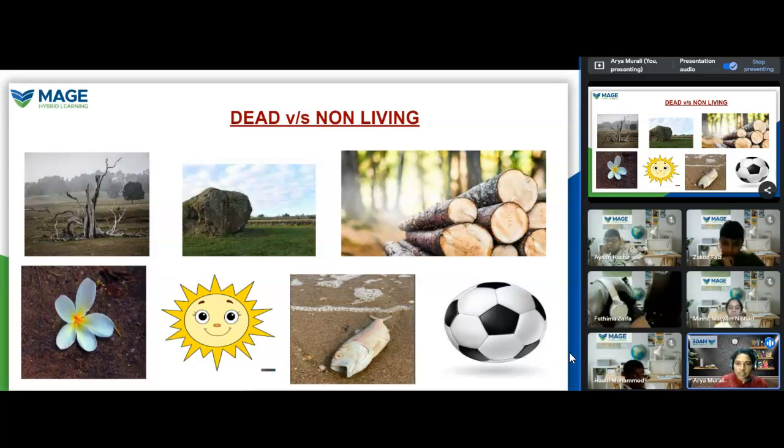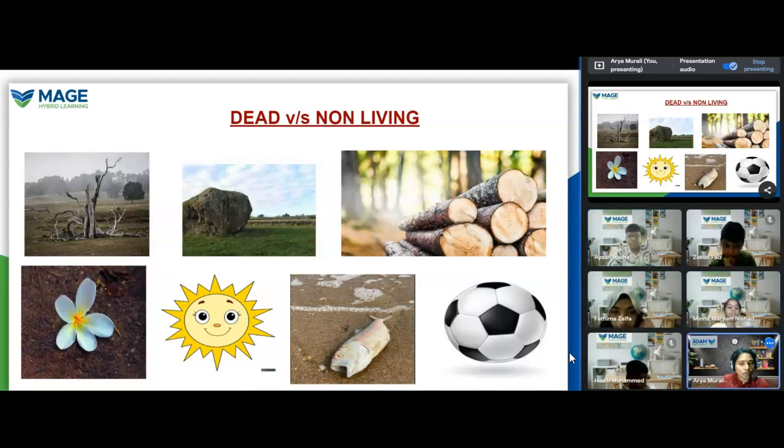So can you say which are the dead ones and which are the non-living ones here in this option? The trees, the boxes, the flowers, the fish. Wait. What about the plant? First picture. Is it dead or non-living? It's dead. What about the stone? It's non-living. Very good. What about the wood? Dead. It's a dead part of a living thing, right?